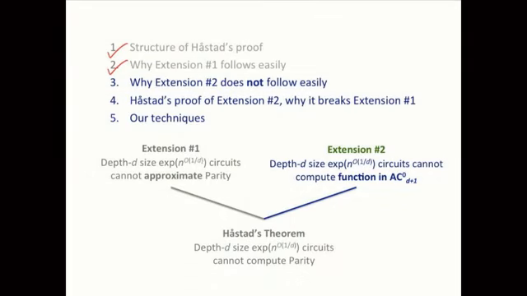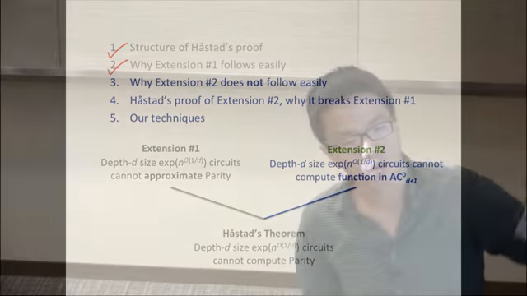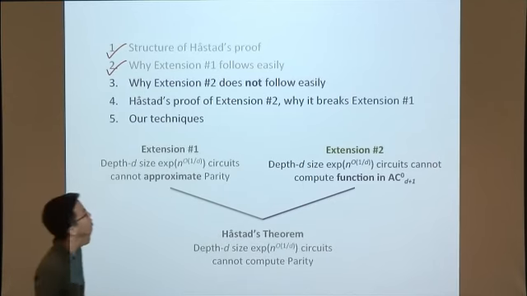Okay, what have we done? We have sketched Hastad's proof of his basic theorem. We have shown why extension 1 is essentially implicit in the theorem. Let me tell you the more interesting thing as to why extension 2 does not follow easily from Hastad's theorem, and why by proving extension 2 it broke extension 1.